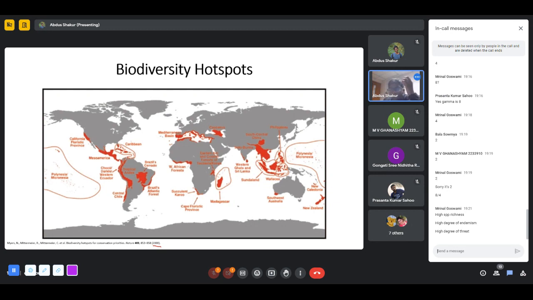So how many biodiversity hotspots are there in India? Can someone tell me how many? Four. Okay, can you just go through what all are there? Which four are there?